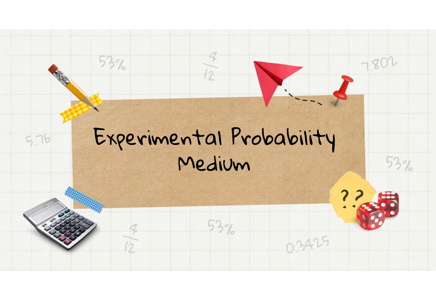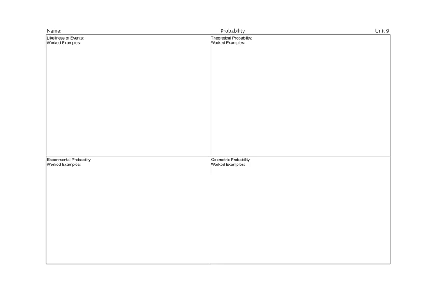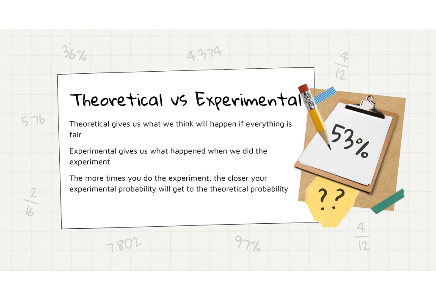This is our third topic in Unit 9 on experimental probability. This is the medium video. We'll be in this lower left-hand corner where it says experimental probability. We'll briefly talk about the difference between experimental and theoretical probabilities, and then we'll get into some examples.